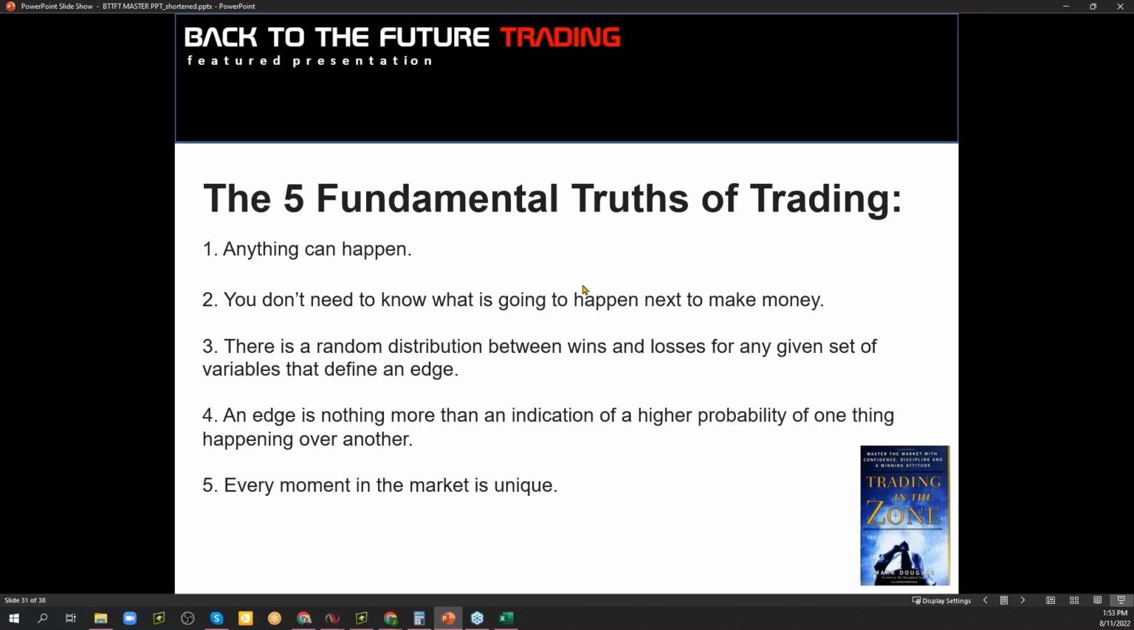Number 3, there's random distribution between wins and losses for any given set of variables that define an edge. So that goes right back to anything can happen. It's a random distribution of wins and losses. Number 4, an edge is nothing more than an indication of higher probability of one thing happening over another.